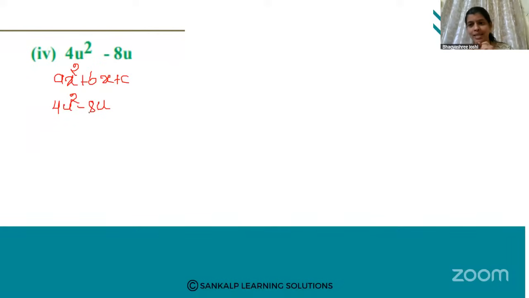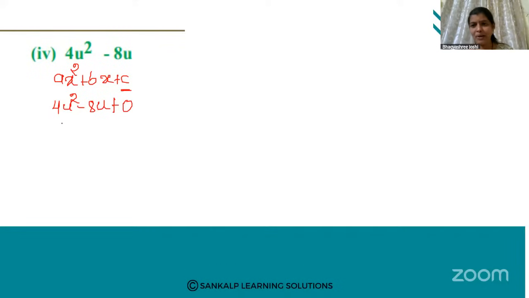Which term is missing here? The constant term is not there. So c is not there, right? That c I am going to write as 0. If I write 0, does it make any difference? No, it will remain as it is. 4u square minus 8u only. If I add 0, it doesn't make any difference, right?